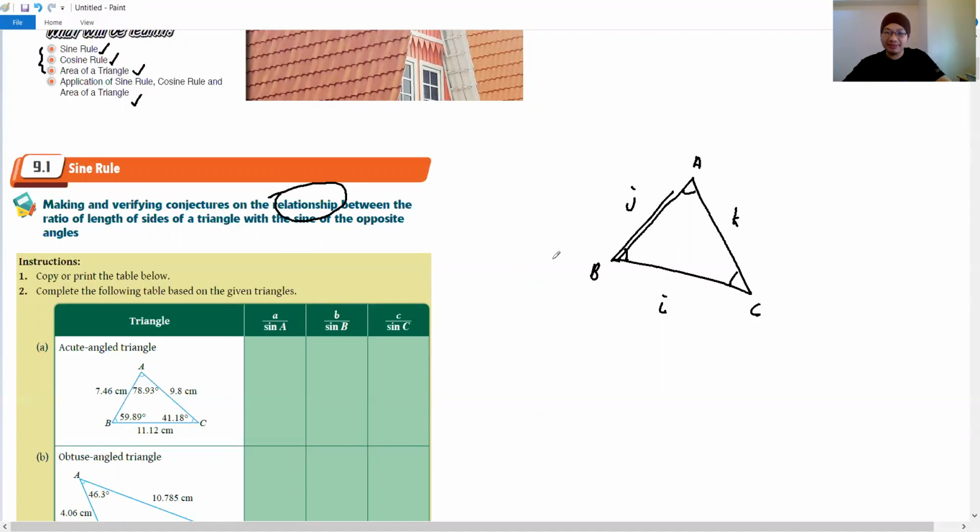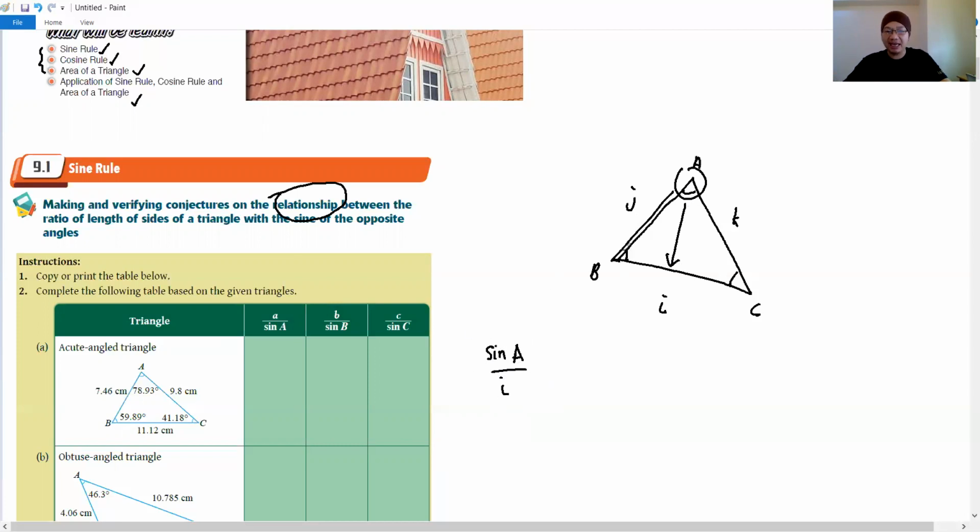When we talk about sine rule, number one, find the pairing, find the relationship. So this is the angle of A, which we can write down as sine A. And the pairing of the angle A is this one. When we talk about pairing, the angle and the length must be opposite each other. Itulah yang dimaksudkan dengan relationship, a pairing. So this is the first pair.